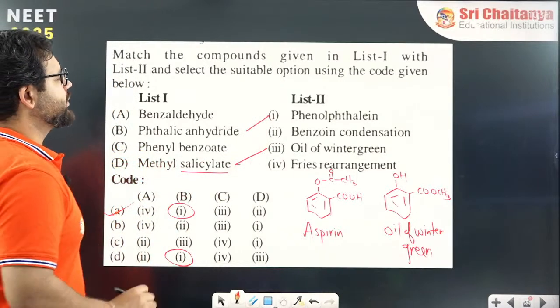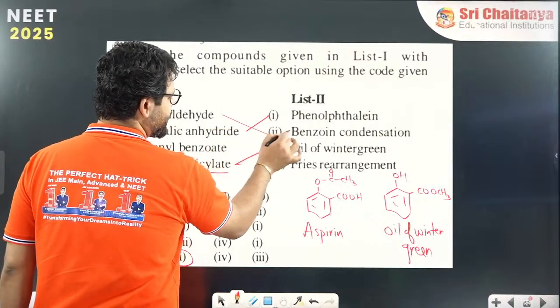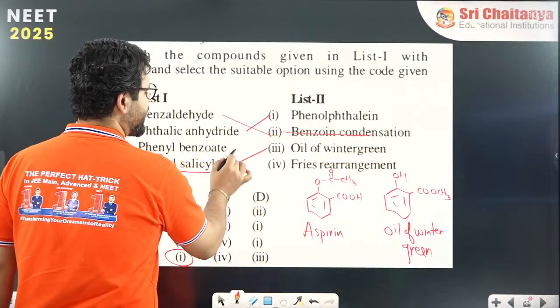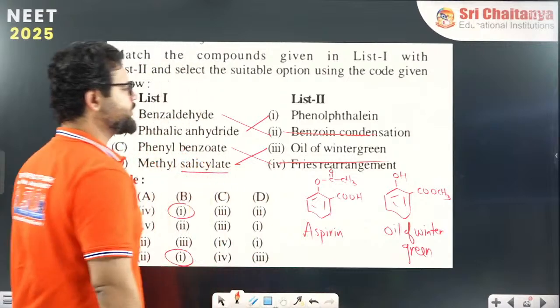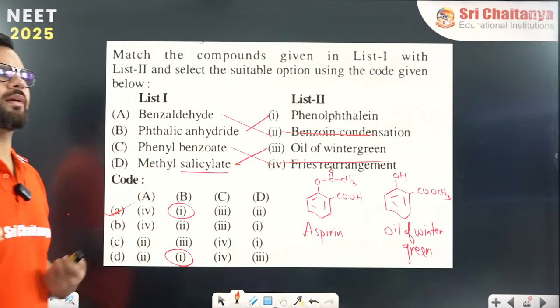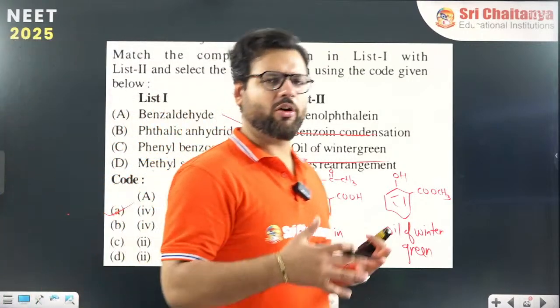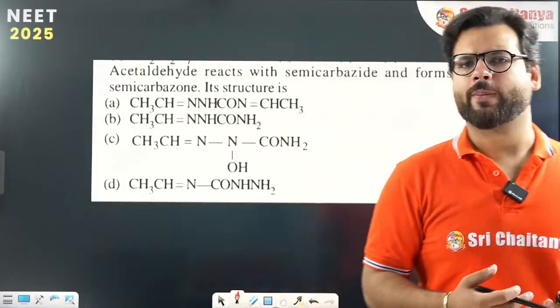Benzoin condensation is out of syllabus, you can leave it. And Fries rearrangement is also out of syllabus, you can leave it. So by looking at only the best particular options that you have, you can answer it.